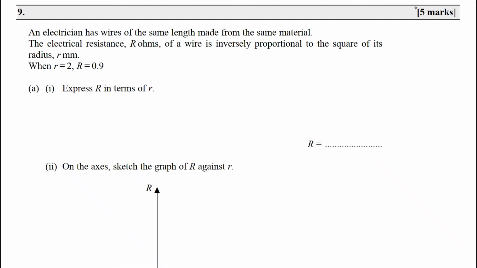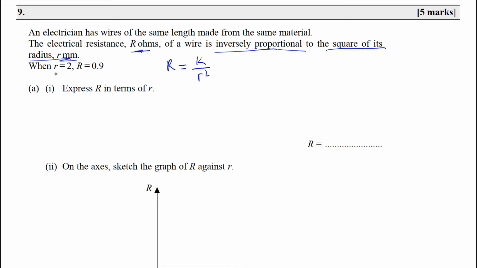In this question, it's given that an electrician has wires of the same length made from the same material. The electrical resistance of a wire is inversely proportional to the square of its radius. So here we have inverse proportion between R and r, and this is the square of its radius, keep that in mind. So R is equal to k over r squared. This is the equation connecting the two, but we have to find k.